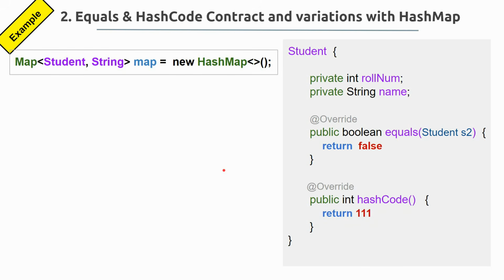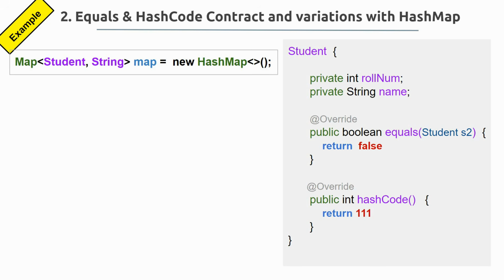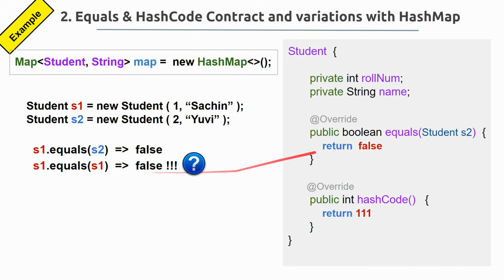Now moving ahead, there is this question which is one of the favorite questions of interviewers, where we have a student class and we have overridden the equals and hashcode methods, where the equals method always returns false and the hashcode method always returns the same value. So let's create two objects S1 and S2. Now if you check the equality of S1 and S2, obviously they are not equal. They will return false. But if you check the equality of S1 with itself, it is still false. Why? Because our equals method is always returning false. So when we try to compare S1 with itself, it will return false.